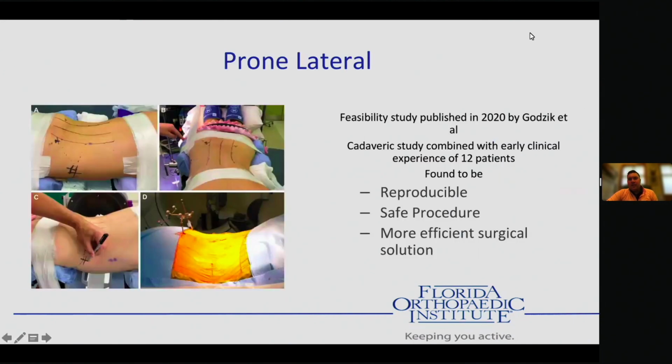And the feasibility study of prone lateral was put out initially in 2020 by Godzik, and they looked at cadaveric as well as the early clinical experience of 12 patients and found this to be a reproducible and safe procedure, although it went through its iterations of figuring out the most effective ways to position these patients and how to do it safely and appropriately.